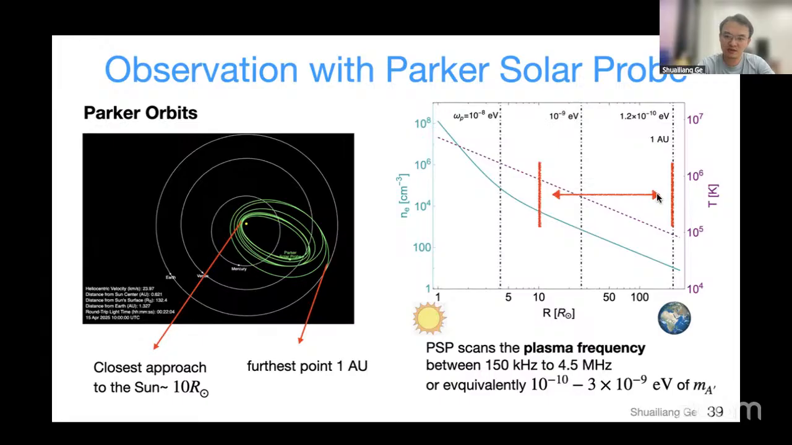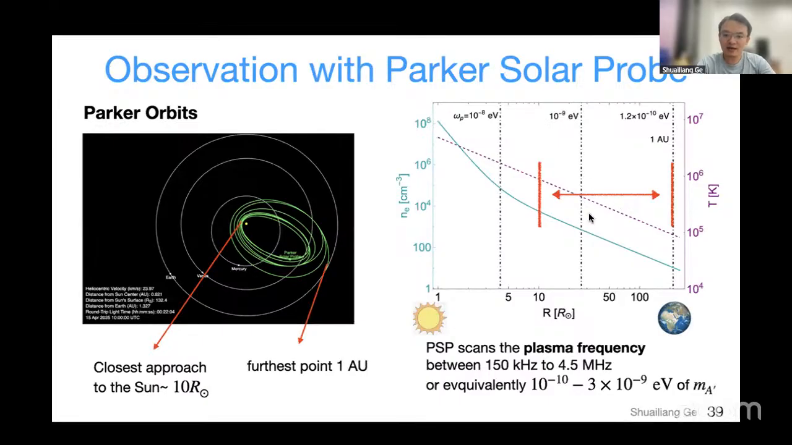So this means that the Parker Solar Probe can scan the plasma frequency in this range, and if the dark photon mass lies in this range, it resonantly converts to photons, and the signal can be locally observed by the satellite, by the Parker Solar Probe, without distance attenuation.